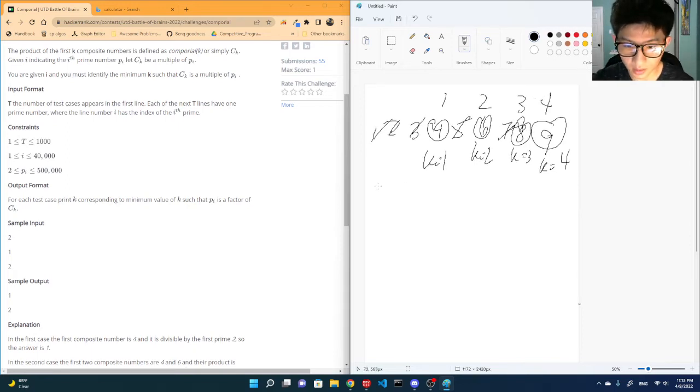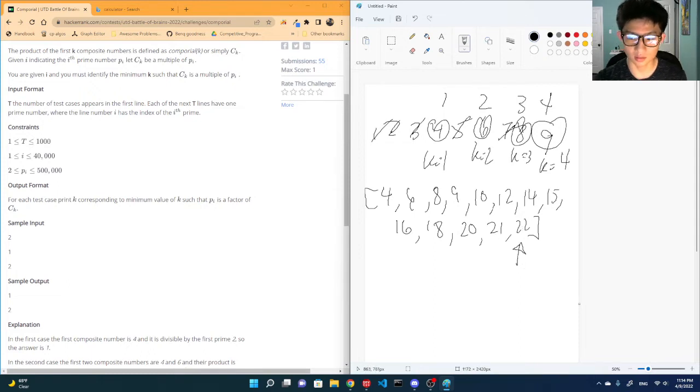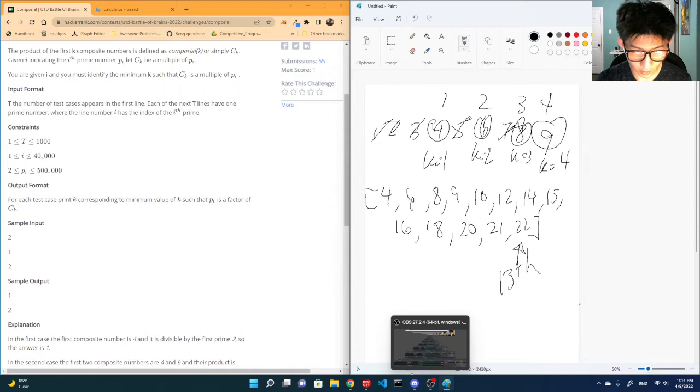So if I had an array list of all the composites, I'm trying to think of all the composites. I may not get all of them, I may skip some. 21 is composite. We've got an array list, and we have to find what index it is at. So in this case, it would be 1, 2, 3, 4, 5, 6, 7, 8, 9, 10, 11, 12, 13. K would equal 13. And then you would print out 13. That's the goal.